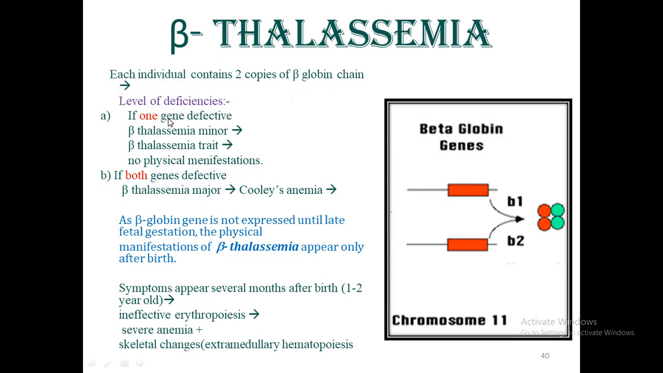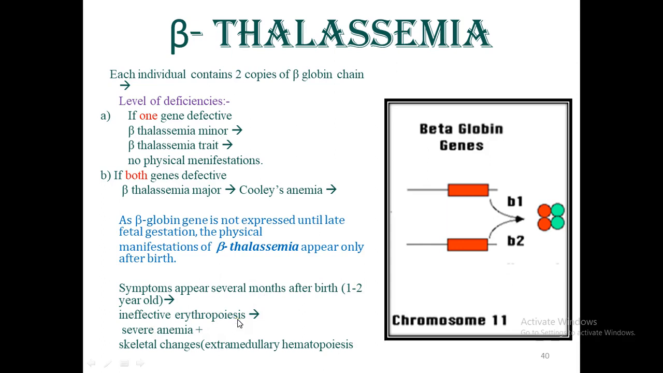The level of deficiency is seen here. If one gene is defective, then it is called beta-thalassemia minor and or beta-thalassemia trait, and there are no physical manifestations in the patient. However, if both genes are defective, then it is called beta-thalassemia major or Cooley's anemia. As beta-globin gene is not expressed until late fetal gestation, the physical manifestations of beta-thalassemia are only going to appear after birth. Symptoms will appear several months after birth. It may be that the child can become 1 to 2 years old, and then only will the symptoms start appearing.